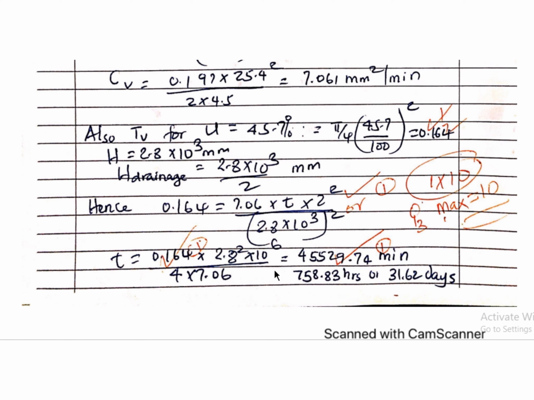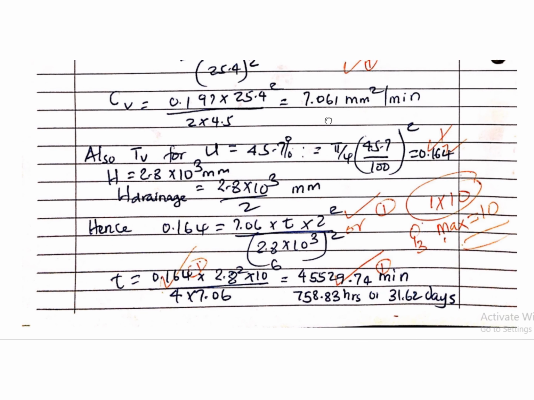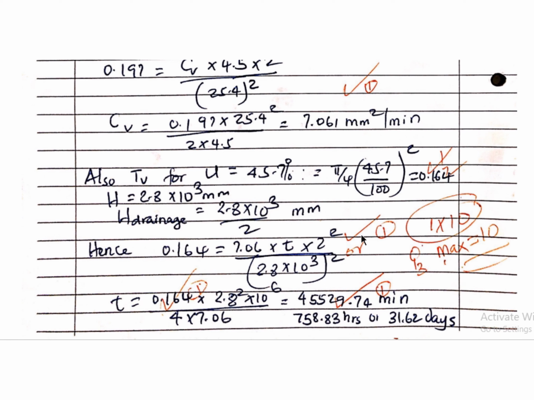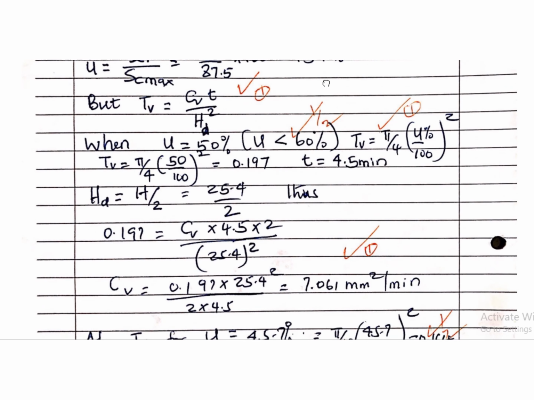You get a time of about 45,529 or 45,530 minutes, which translates to about 759 hours or 31.62 days. This is important because it tells you how long it takes. To get about 46% consolidation, you need 30 days. To get 100%, you need at least two times that, about 65, maybe 70 days. So this is how useful these calculations are.